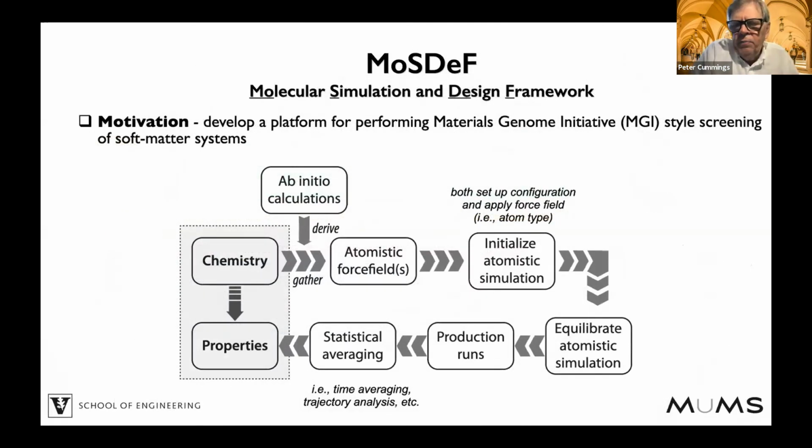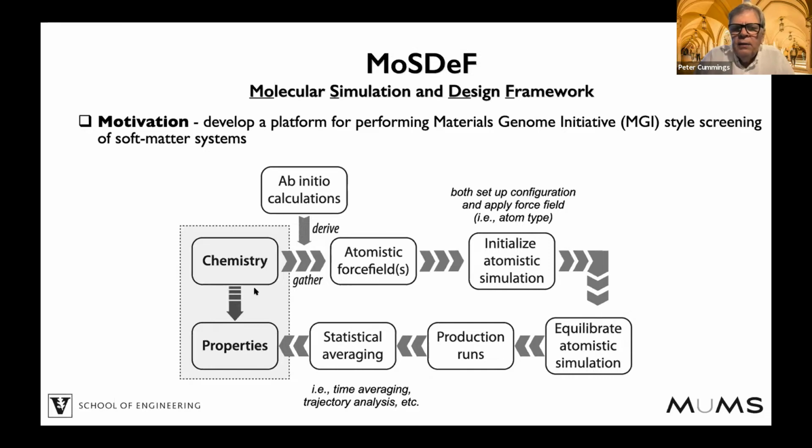The thing with soft materials is that the connection between the chemistry of the system and the properties usually takes quite a number of steps. First, you have to figure out what the force fields are, and that's either gathering force field information from the literature or deriving it from ab initio calculations or experimental data. Then setting up the simulation, initializing it, equilibrating it, performing production runs, and then doing statistical averaging in order to calculate the properties of interest.